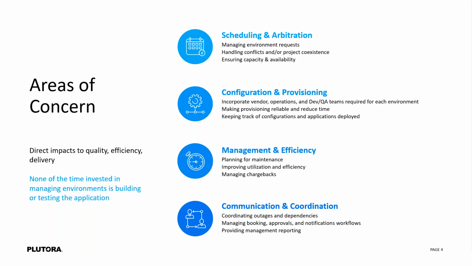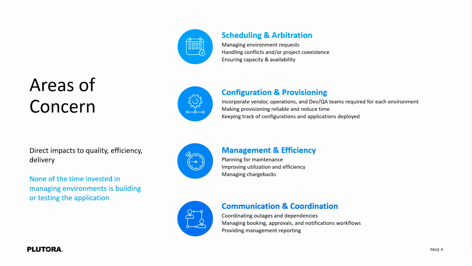The arbitration piece goes into, well, what happens if we have got contention? If two different projects are trying to use the same environment, who gets it? Do we have to do things like change dates on one of the projects, or send it up the management stack for someone to make a decision on a priority call? So that's the kind of piece around that.